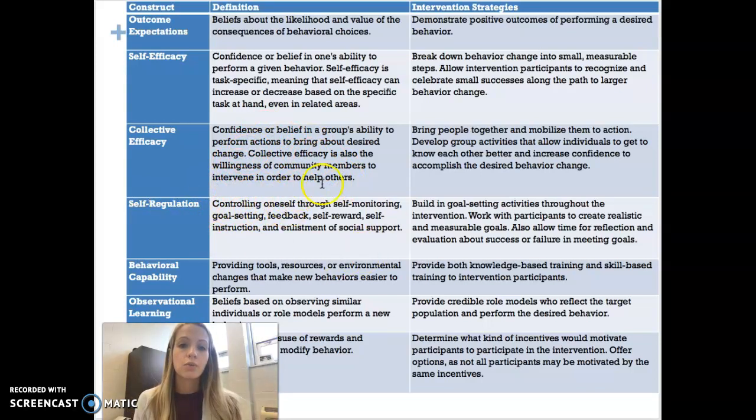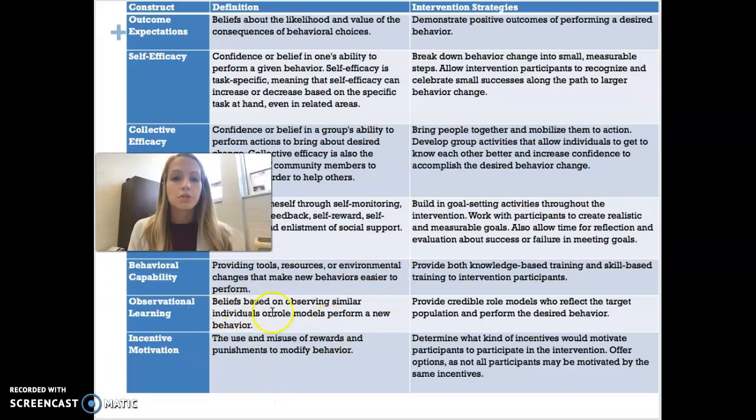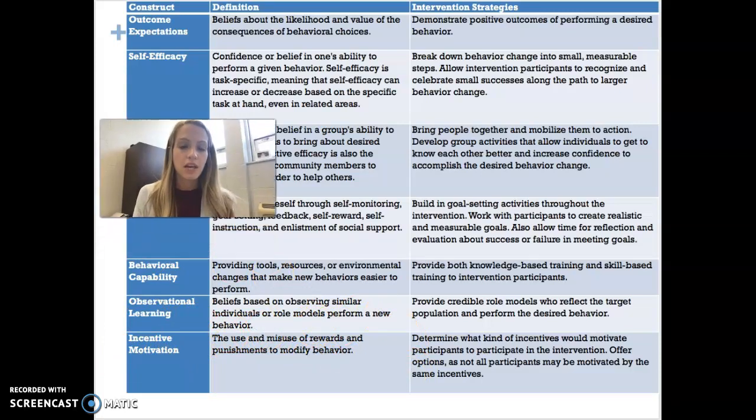Self-regulation, controlling oneself through self-monitoring and goal setting, feedback, self-rewards. Behavioral capability, providing tools, resources, or environmental change that make those behaviors easier. Observational learning, based on observing similar individuals or role models perform that behavior. And then incentive motivation, what rewards and or punishments are going to help modify that behavior.